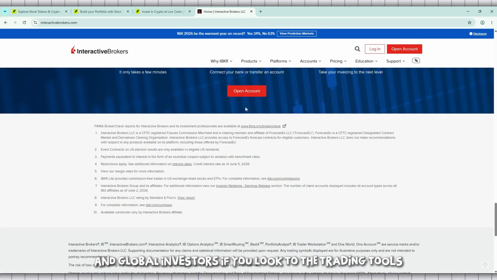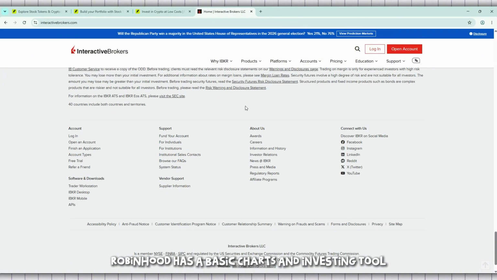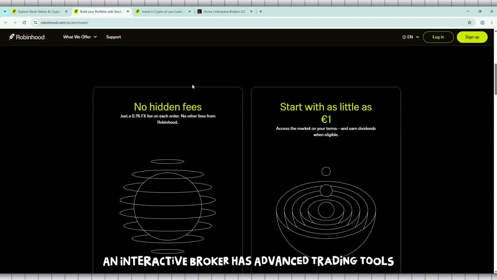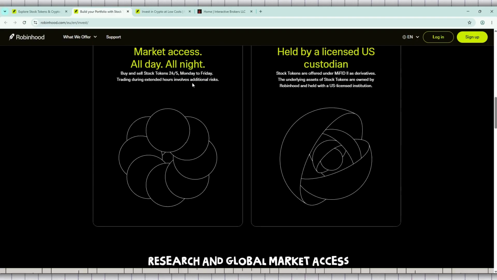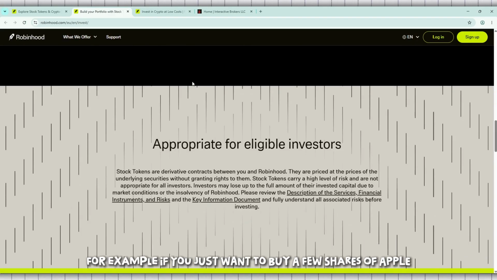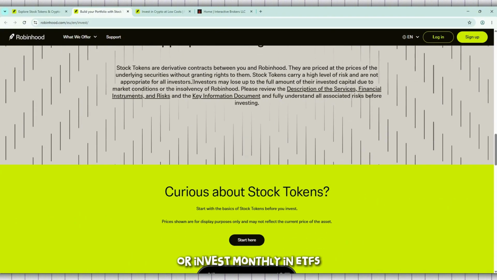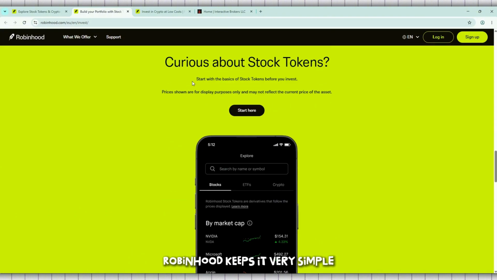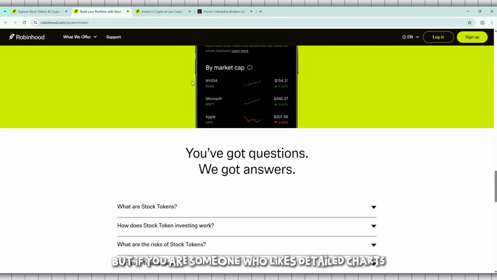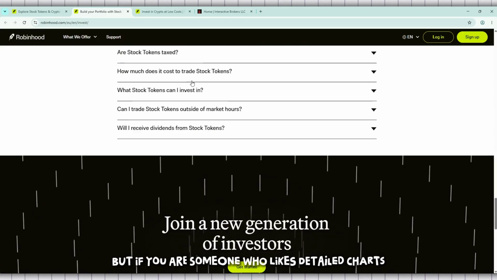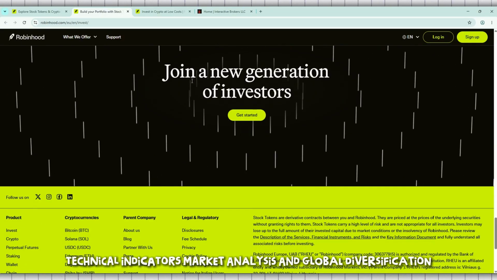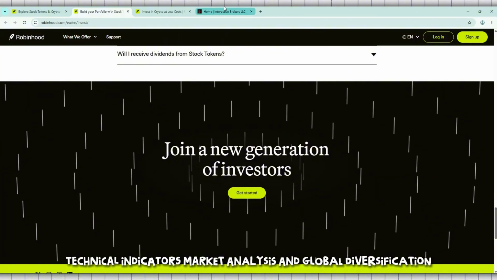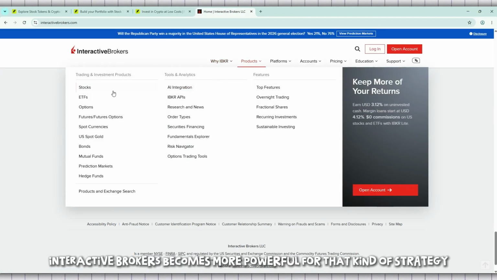If you look to the trading tools, Robinhood has basic charts and investing tools, and Interactive Brokers has advanced trading tools, research, and global market access. For example, if you just want to buy a few shares of Apple or invest monthly in ETFs, Robinhood keeps it very simple. But if you are someone who likes detailed charts, technical indicators, market analysis, and global diversification, Interactive Brokers becomes more powerful for that kind of strategy.